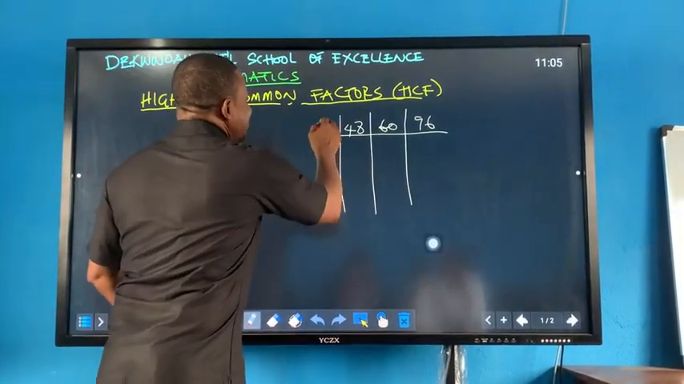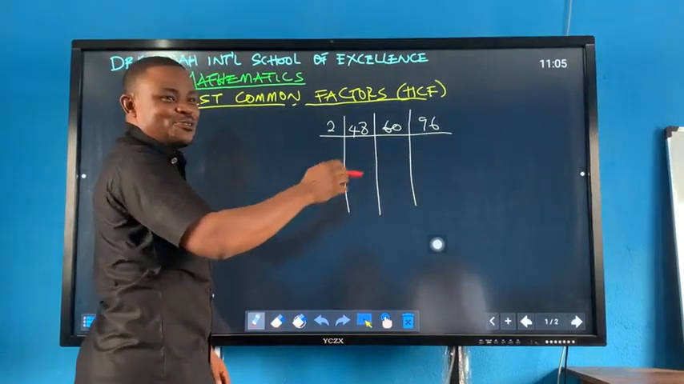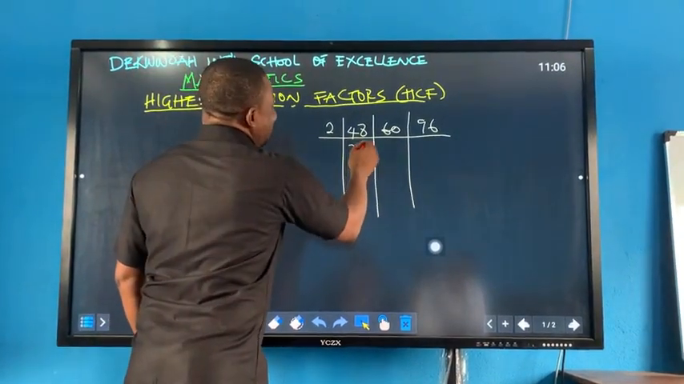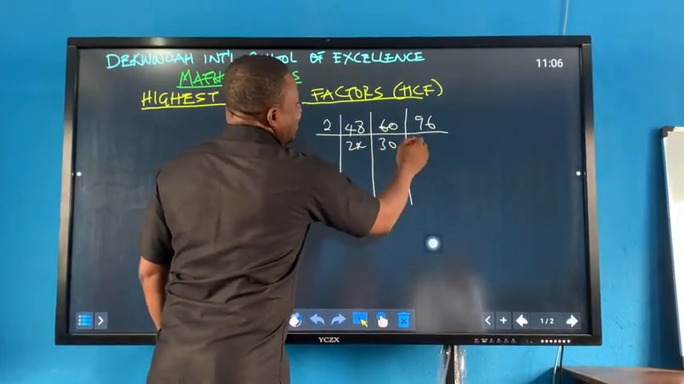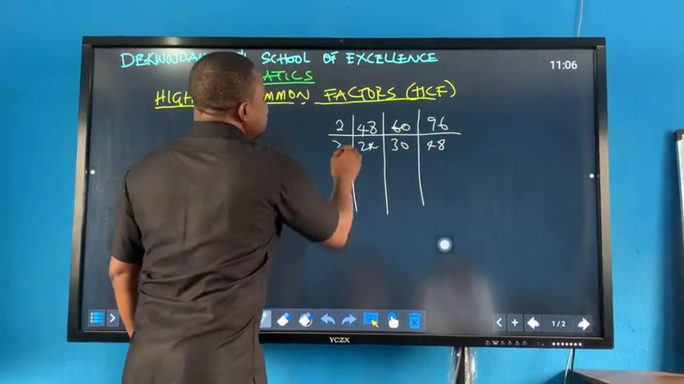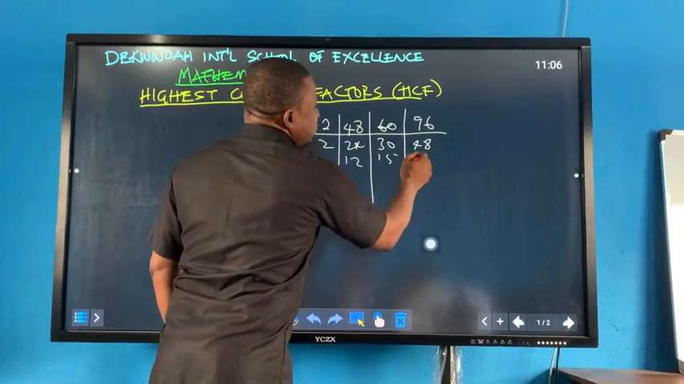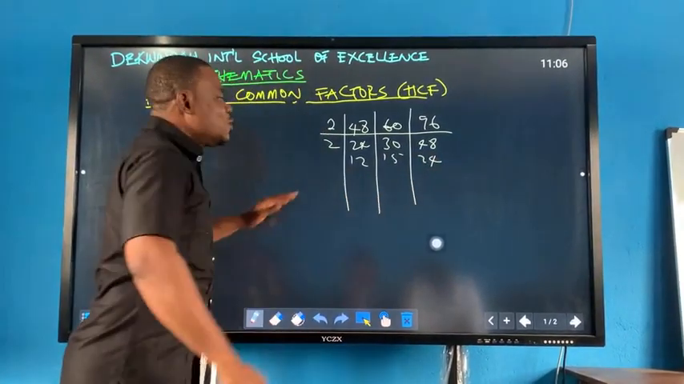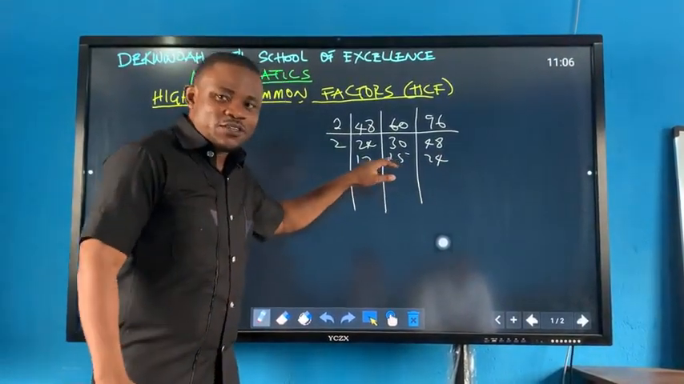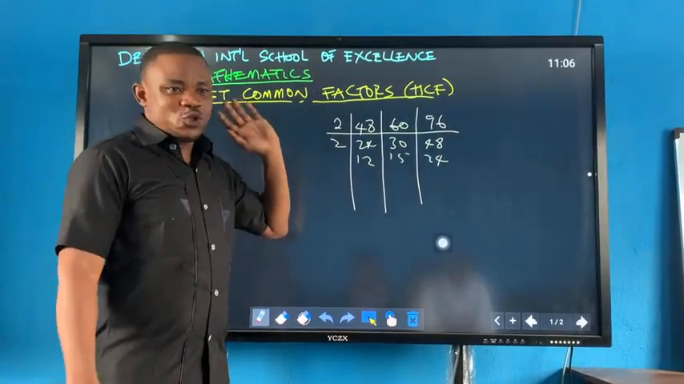Okay, so I have 2 dividing 48, 60 and 96. 2 here is 24, and then I have 30, and I have 48. 2 here is 12, and I have 15, and I have 24. 2 can divide 12, but 2 cannot divide 15, so I will have to stop. I can't use 2 anymore.